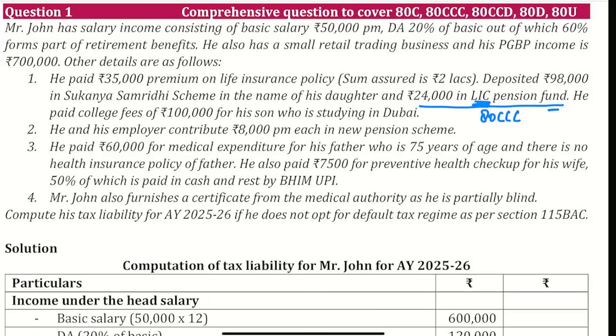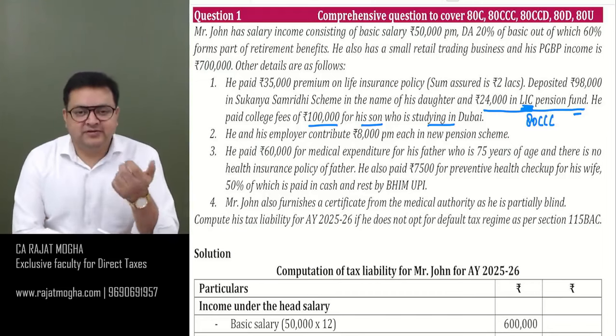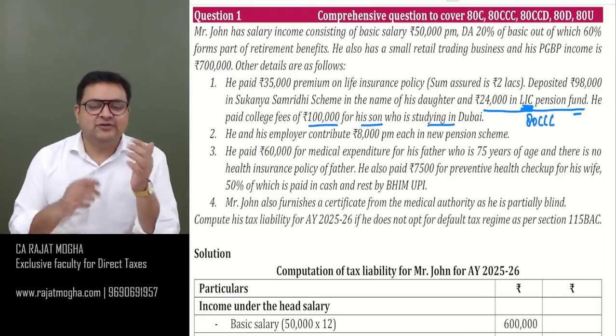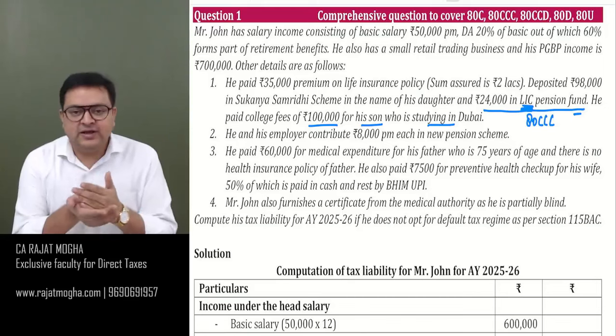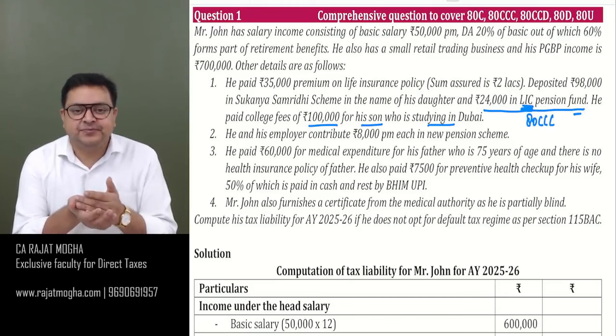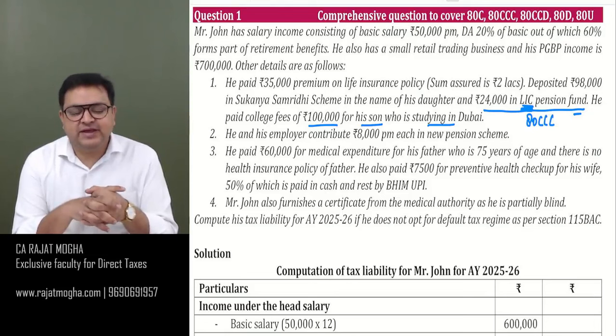He paid college fees of 1 lakh for his son who is studying in Dubai. Okay. Tell me, when I say tuition fees in 80C, what is tuition fees? It's not the coaching which you go to after school. It is actually the school fees. Tuition fees, we all know, is the school fees or the college fees for a full-time education. Please tell me where we get this deduction of tuition fees, under which section? 80C. Everybody okay with this? For tuition fees, we get the deduction under 80C. Correct, Shagna. Very nice.